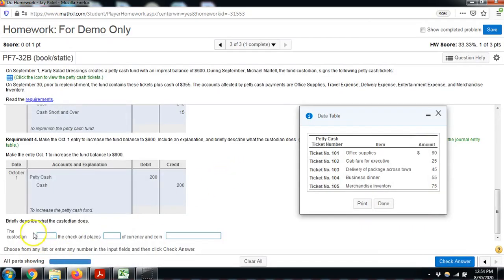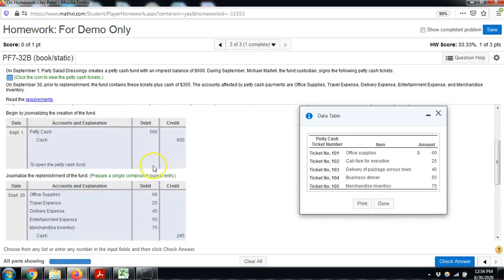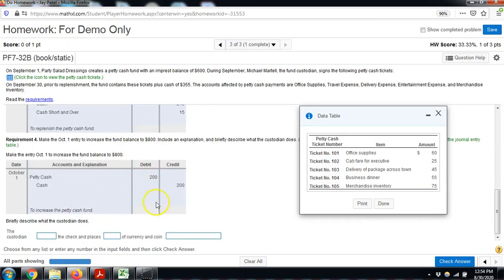Okay, so we've done what the accounting looks like for replenishing, establishing, and increasing the fund balance. Now it's asking us, what does the custodian do? The custodian cashes the check and places the $600 of currency and coin in the fund.